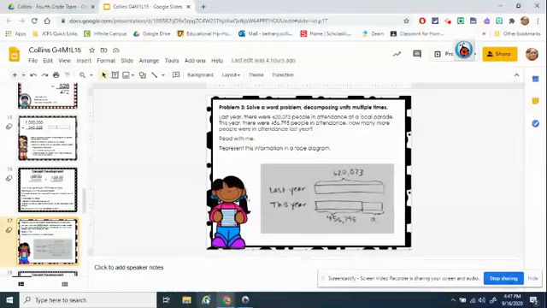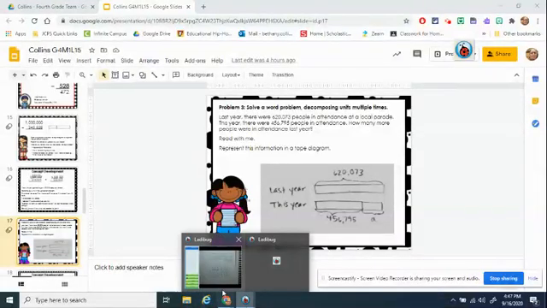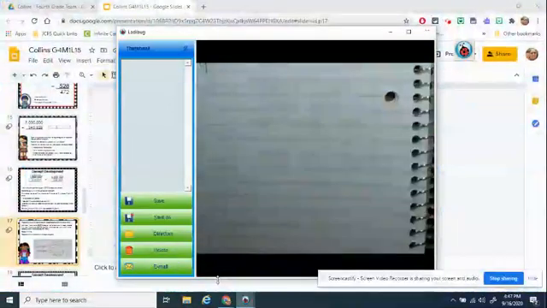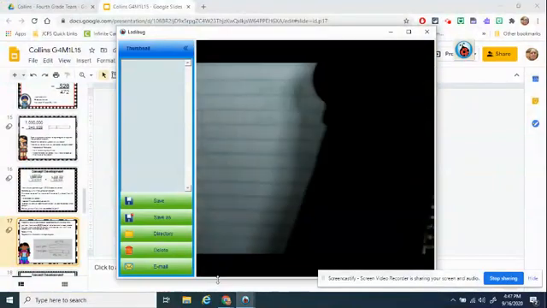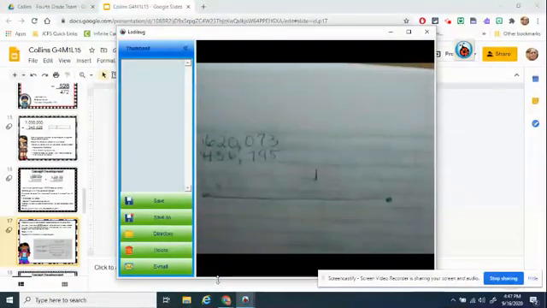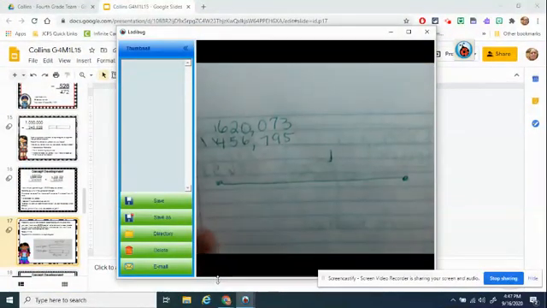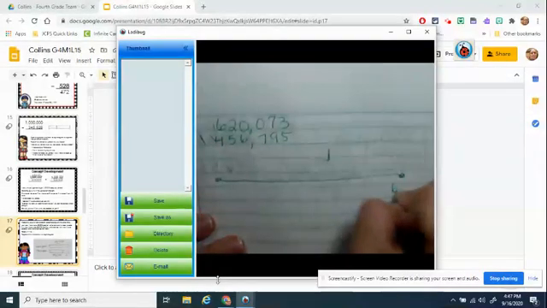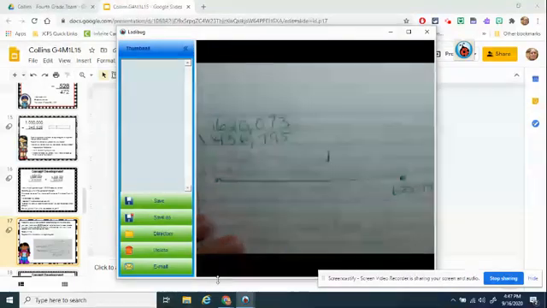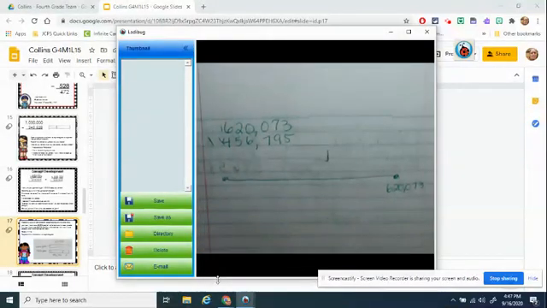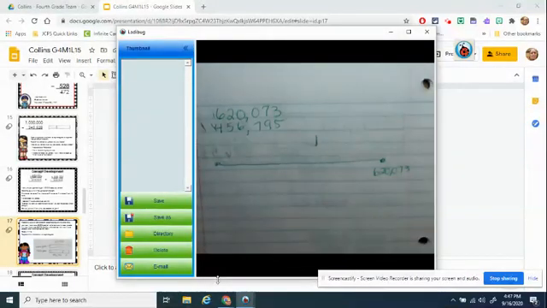I like to draw these on a number line, but I'm also going to draw them in a tape diagram because that is the way that they're drawn there. So here we go. All right, I like to draw them like this. Okay, so last year was 620,073, and that's obviously the bigger number, right? So we're going to put it down here on this end of the number line.